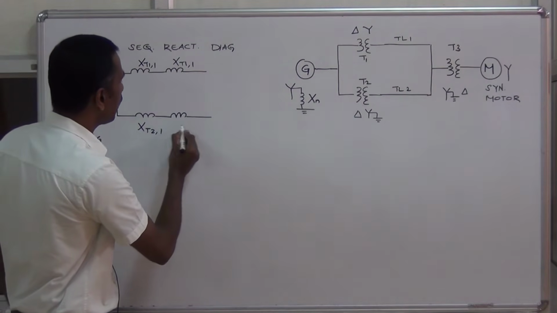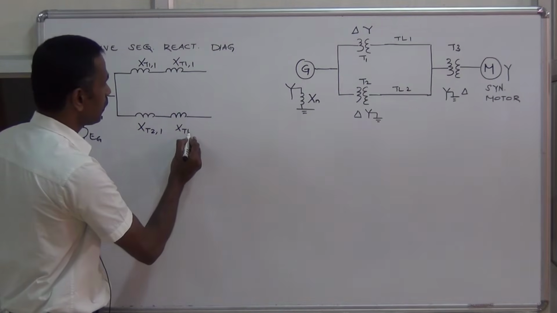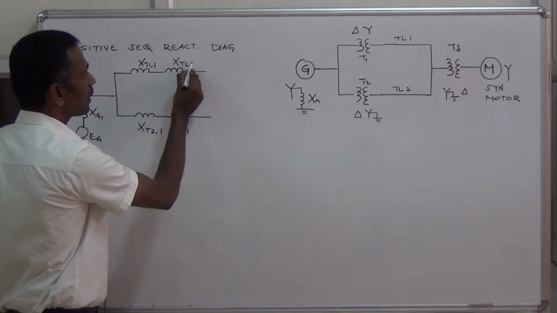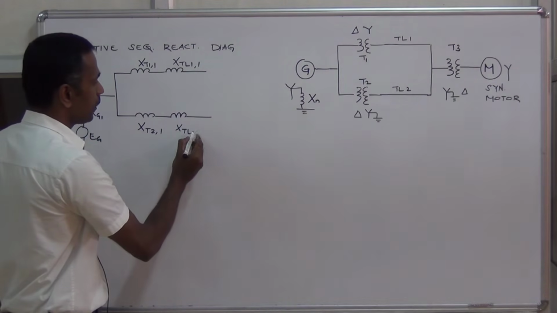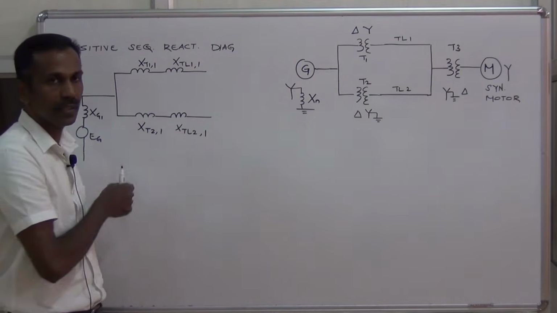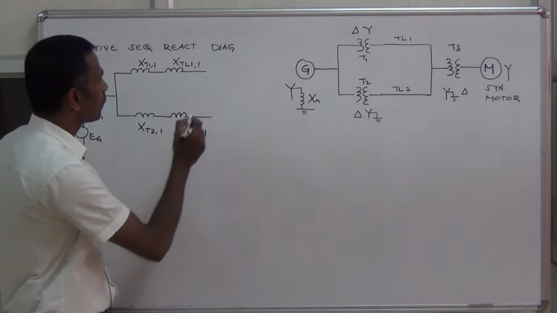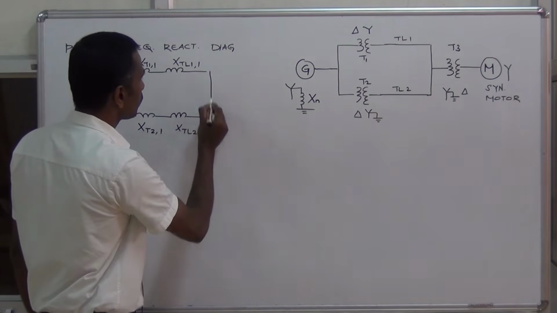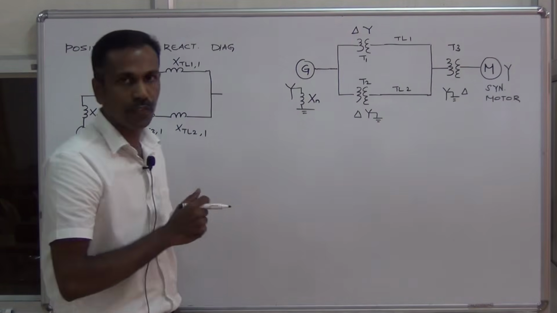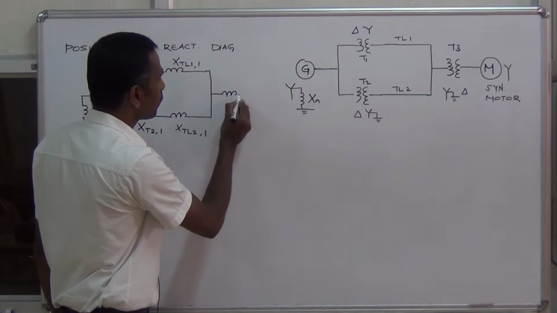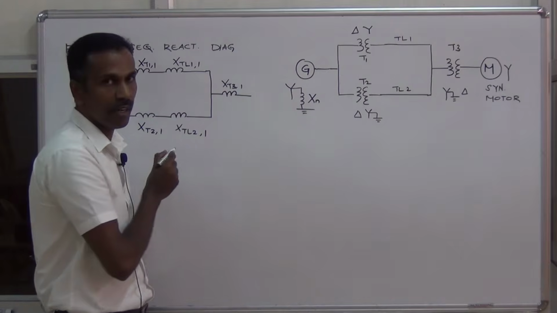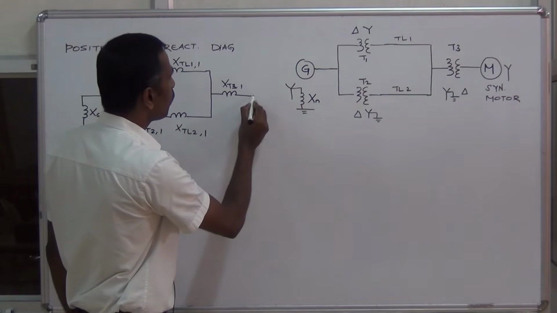Similarly, in the second branch, this is XTL2,1, the positive sequence reactance of the second transmission line. Then the reactance of the transformer T3. This is Xt3,1.